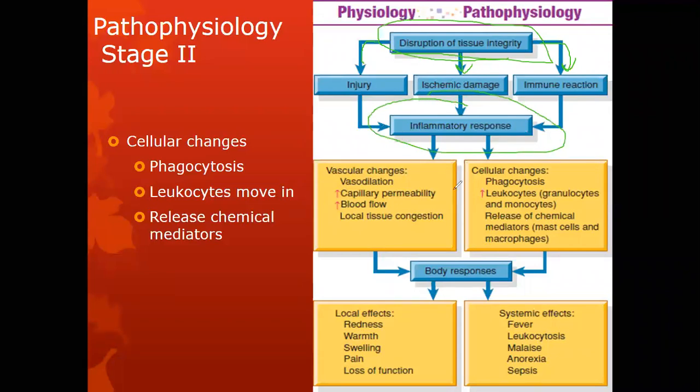So now let's look into these first two stages. Remember that last stage is going to be recovery. So right now we're looking at the response. So we've got vascular changes and we've got cellular changes. So vascularly, we're going to see that vasodilation, increased capillary permeability, increased blood flow, local tissue congestion. So everything's going to get backed up. This is what's going to lead to these 5 cardinal things we see with inflammation. This is what you're going to see in your patient.